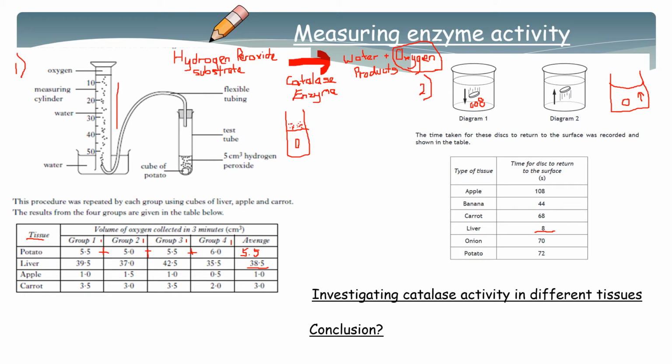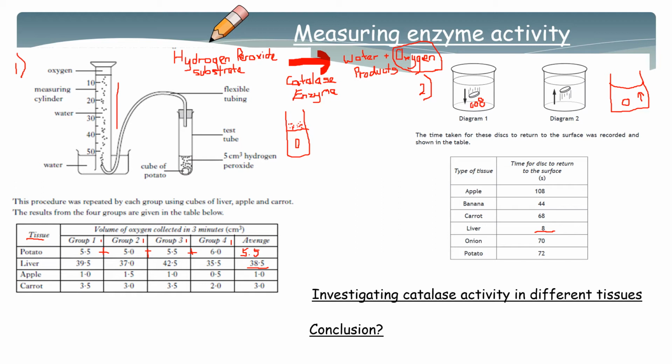So for the first experiment, the conclusion would be that the liver had the highest catalase activity, and that's because the volume of oxygen collected in 3 minutes was highest for the liver. It was about 30 times higher in some cases than the other tissues, or you could say that animal tissue seems to have a higher catalase activity than plant tissue, so either conclusion would be acceptable.